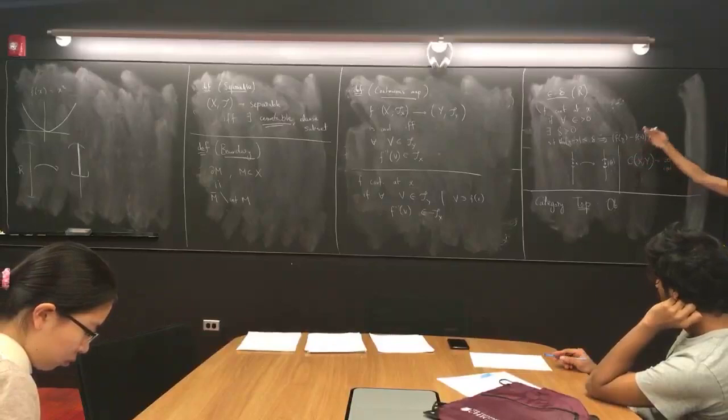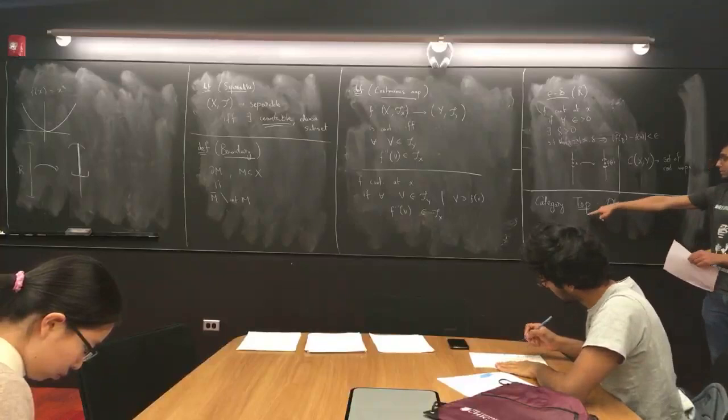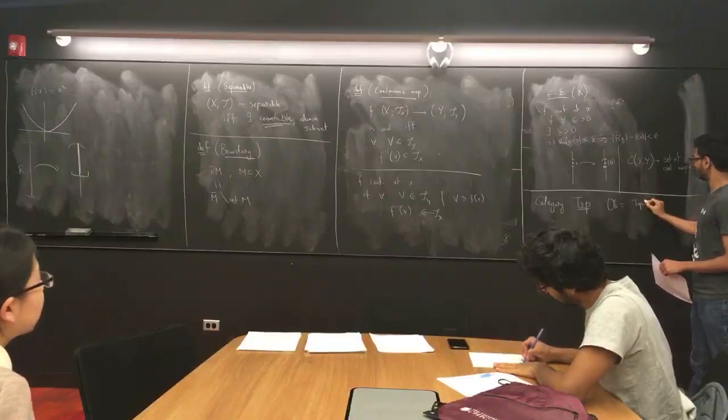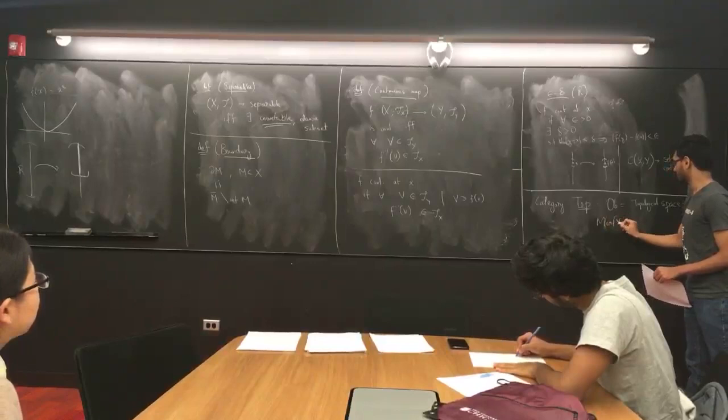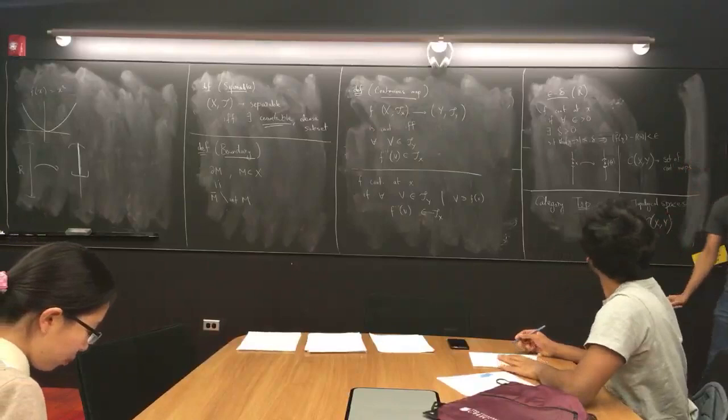Yeah. So then that's when you define this category whose objects are topological spaces. Morphisms between two topological spaces X and Y are given by the set of continuous maps between X and Y.